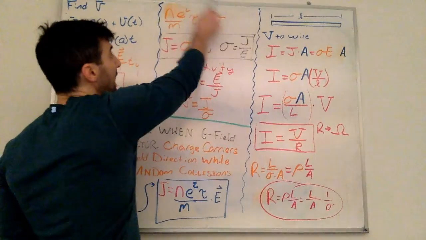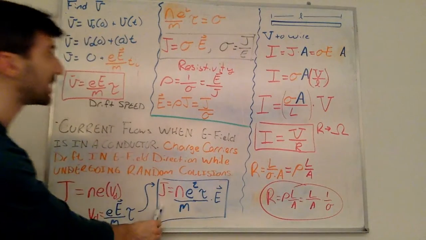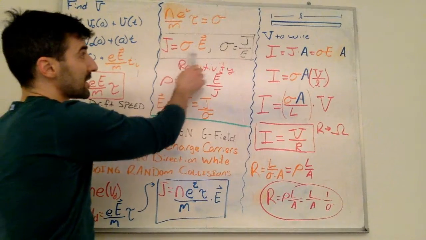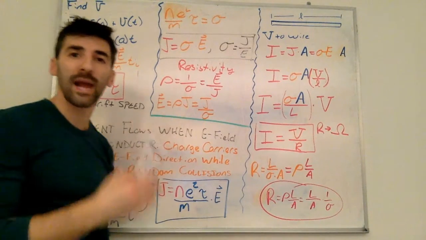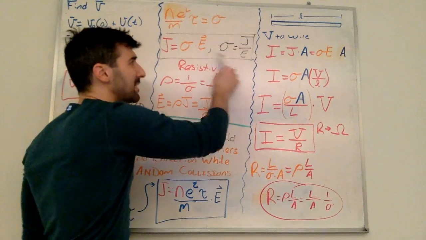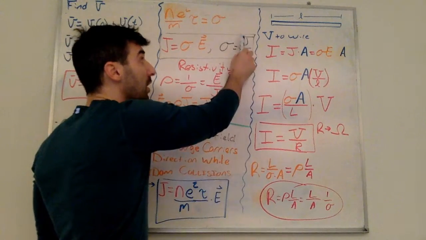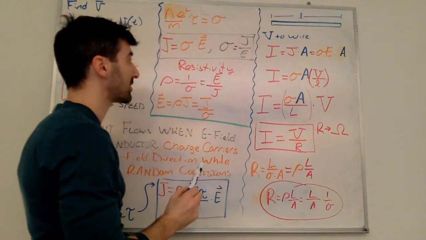If I take that back into my current density, I can simplify it to say that current density is just sigma times the electric field. Now I can really see what conductivity is about. It's not really about the material. It's a ratio of current density divided by my electric field.